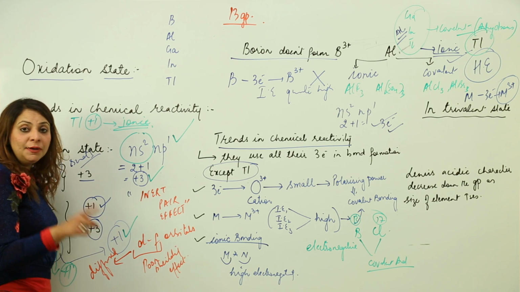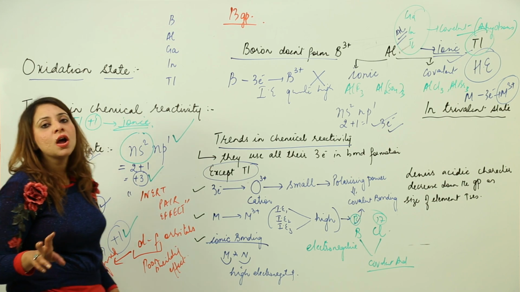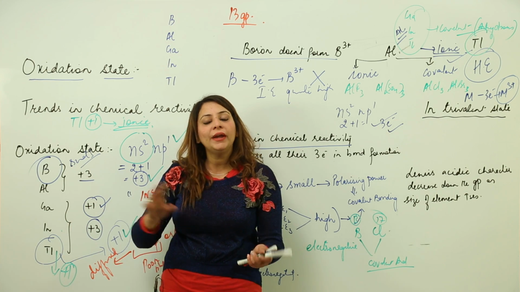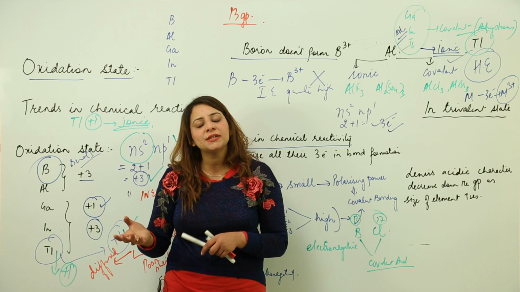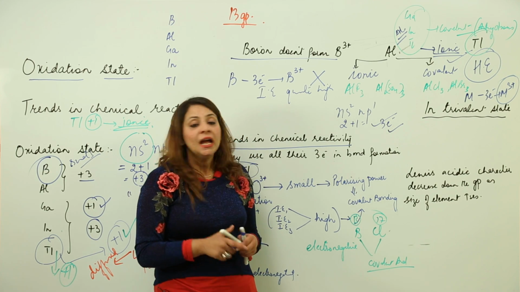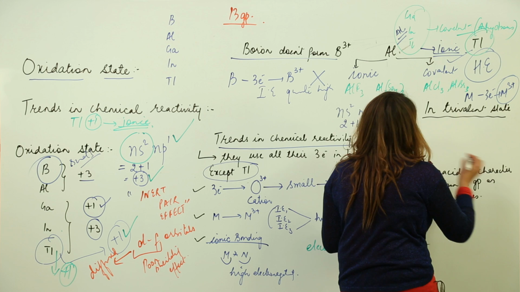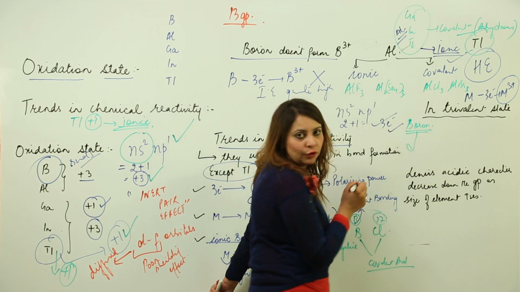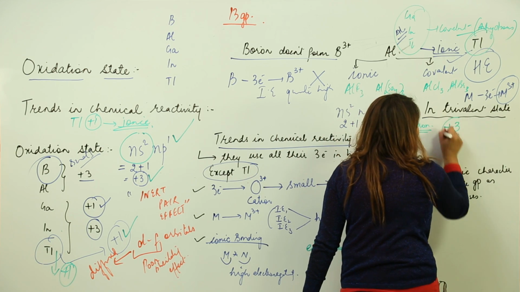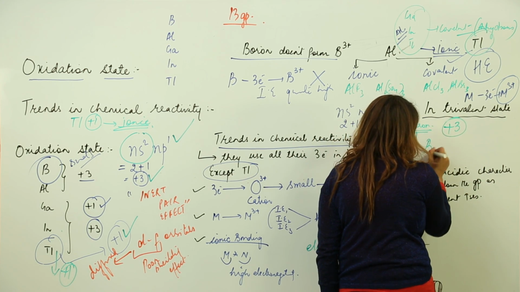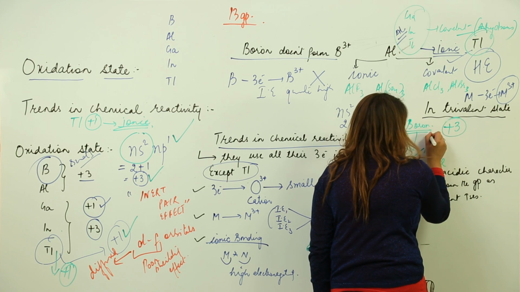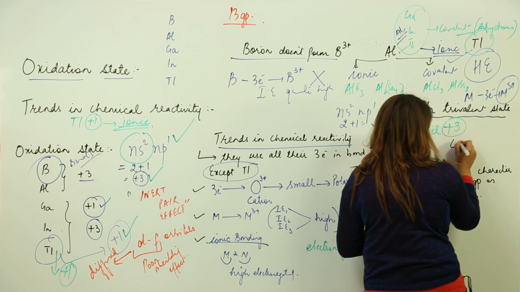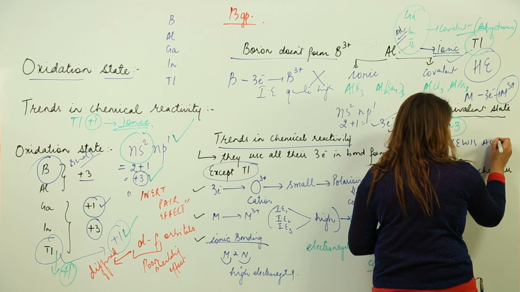But thallium in the +1 oxidation state is going to show ionic bonding. So you need to be familiar with which oxidation state shows ionic bonding and which shows covalent bonding. Another important feature we have seen in the boron family, for all the members of the family, is that whenever they are in the +3 oxidation state, like BCl3, they act as Lewis acids.